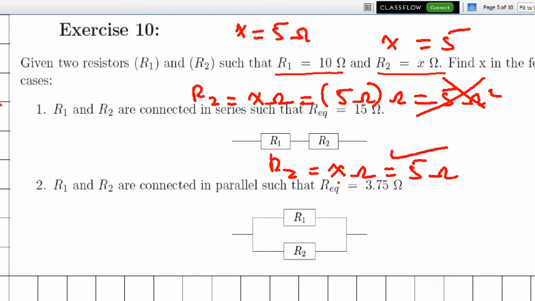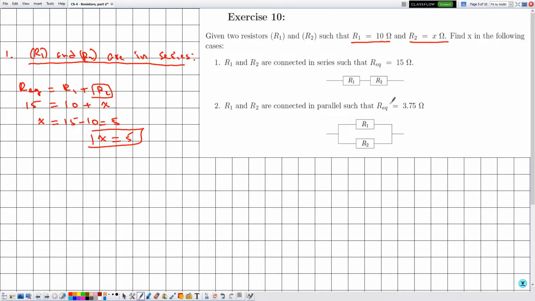So whenever quantities or values are represented by unknowns like X, Y or Z, this must give us a hint that this value must not carry any unit. So in this case, the value of R2, which is X ohms, is equal to 5 ohms. So the value of R2 is equal to 5 ohms.